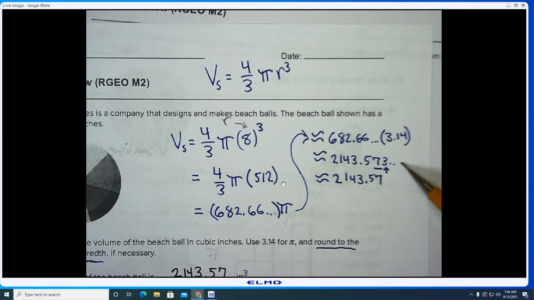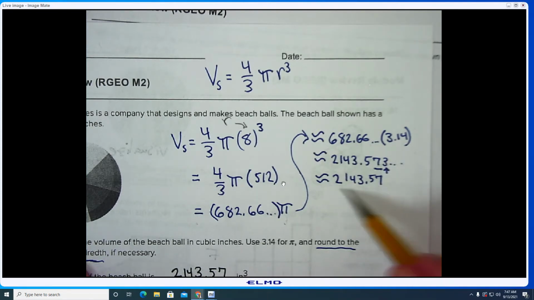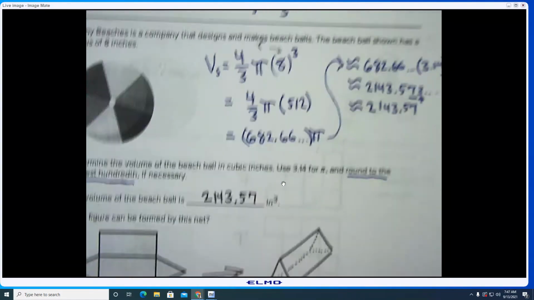And then round to the nearest hundredth. Hundredth is tenths, hundredths, thousandths. So the second place after the decimal is the hundredths place. We look to the next one to the right. 4 or less means it truncates or gets cut off. 5 or higher means it rounds up. So this is a 3, so everything just drops off right there, and there's our final answer. All right.